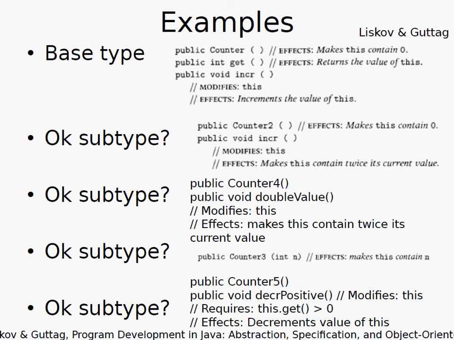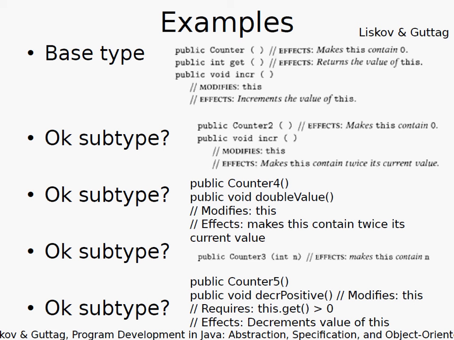Could I be rudely surprised by this? No, because I don't even know about the double value call. I don't even know that it has this method. I think it's a counter, and I'm calling it. Sure, it has this extra functionality, but I don't know about it. I'm not using it. So this is a legitimate subtype. It extends it, but in a way that's perfectly compatible. It doesn't impair the functionality.